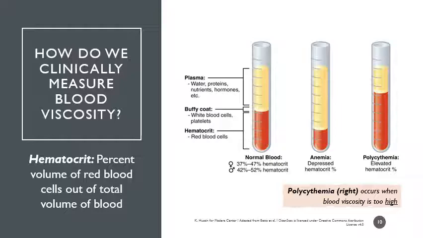So we can look at what we would expect a normal range to be and see what is maybe too low or too high of a hematocrit. Again, this changes based on your biological sex, but the normal hematocrit range can be anywhere from 37% to 52%. So if we have too much plasma and not enough red blood cells relatively, we have a depressed hematocrit, a lower than baseline hematocrit, and that is considered anemia.